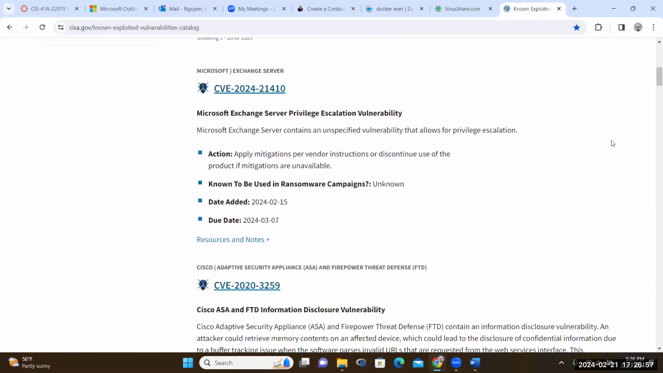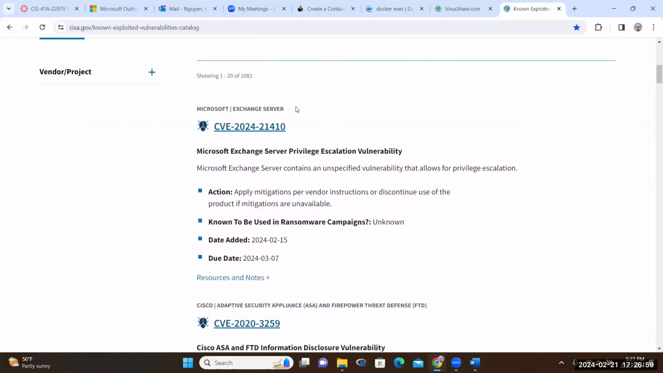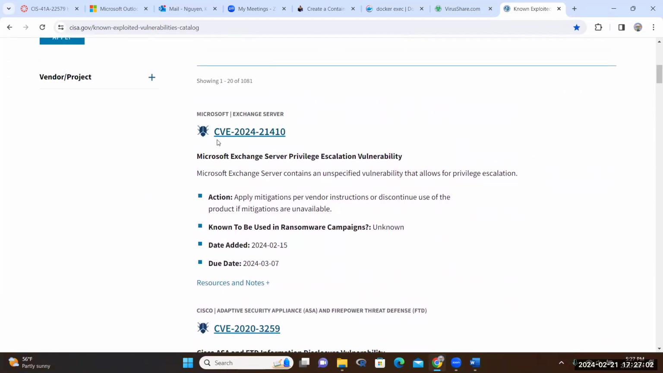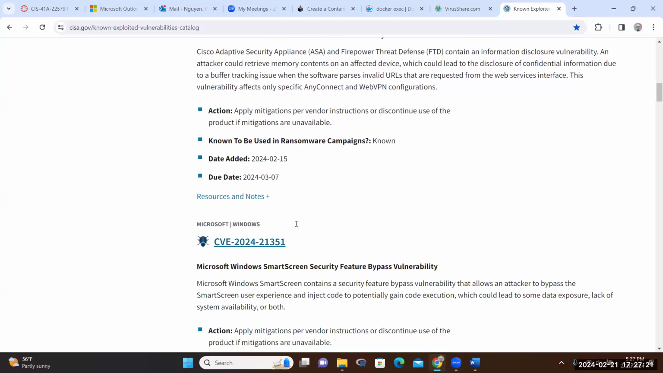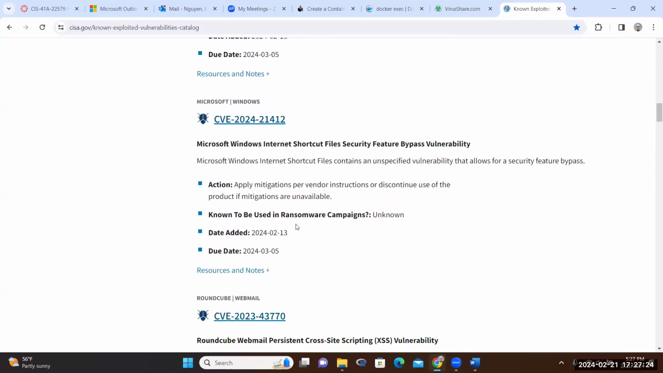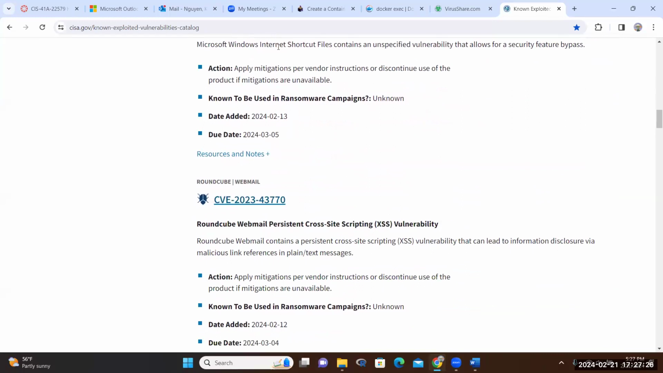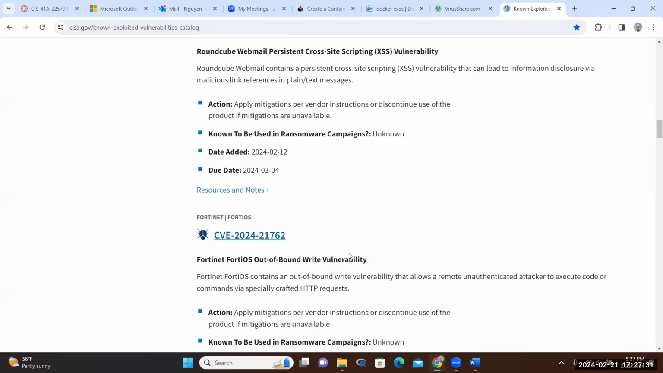So as you see, when you go down, you're going to see the CVE, which stands for Common Vulnerabilities and Exposures. Each of these would have some kind of number attached to the CVE. This allows us to identify different common vulnerabilities. So you can go down and look for some of the ones that would be impacting you. As you can see, there's some Microsoft Windows environment, webmail vulnerability.